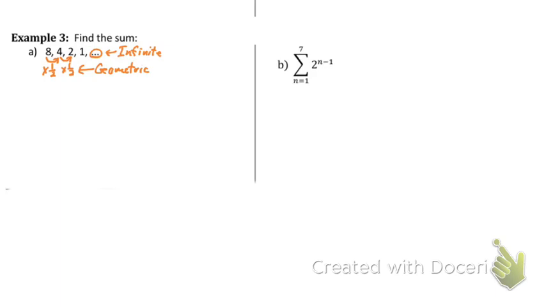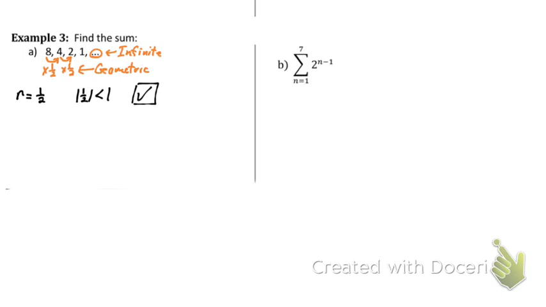If this was arithmetic, I would say I can't do it. Since it's geometric, I'm just going to find my r value and make sure I'm allowed to do this. So my r value, in this case, equals 1/2. I'm going to check to see, is the absolute value of 1/2 less than 1? It is. It has a sum.